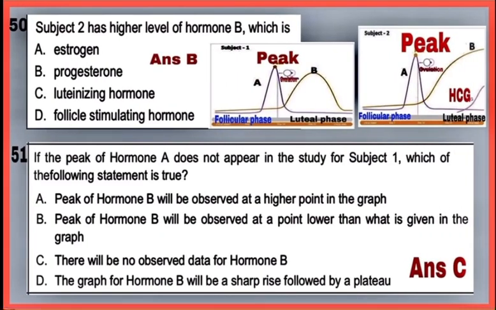Question 50. Subject 2 has a higher level of hormone B, which is option B. It is progesterone. Question 51. If the peak of hormone A does not appear in the study for subject 1, which of the following statements is true? Option C. If the peak of hormone A does not appear, then there will be no observed data for hormone B also.